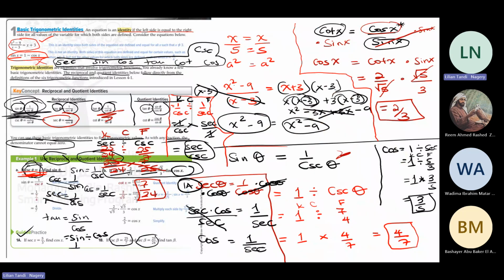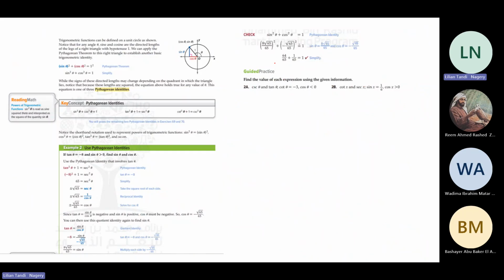Okay, all right, so we're here now. Trig functions can be defined on a unit circle. This is what we call a unit circle. You learned this in physics.